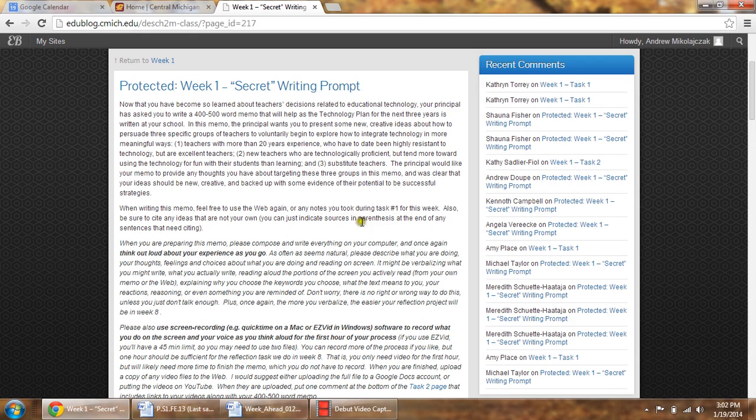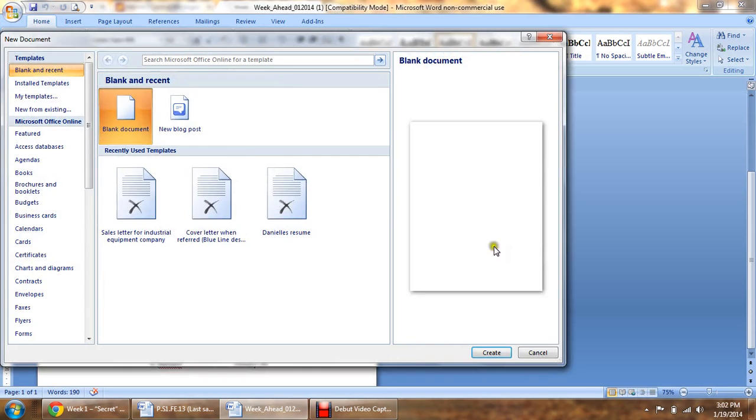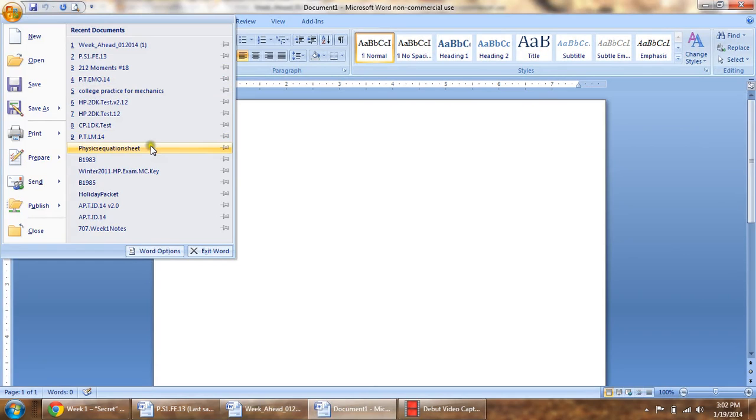Okay, the principal would like the member to provide any thoughts you have about targeting these 3 groups. Ideas should be new, creative, and backed up with some evidence of their potential success. So, let's open up a new Word document. I'll also pull up my notes, which are not going to be in there.